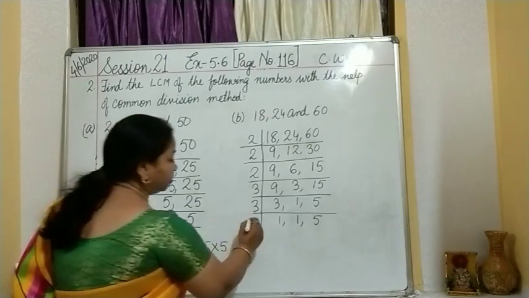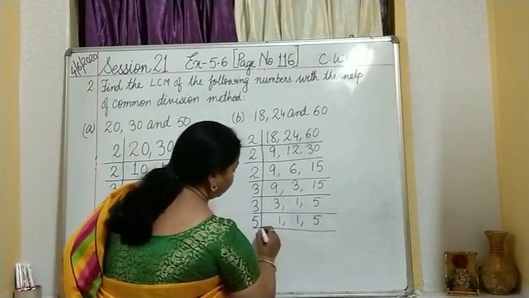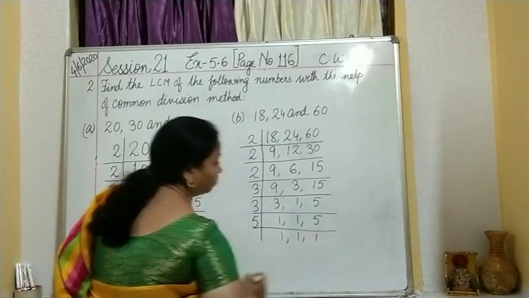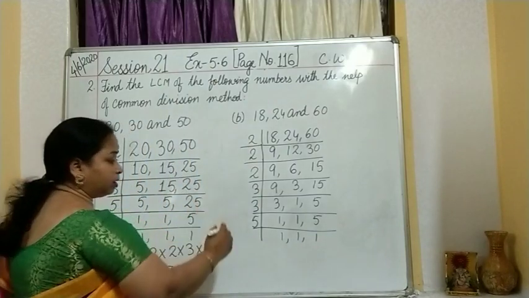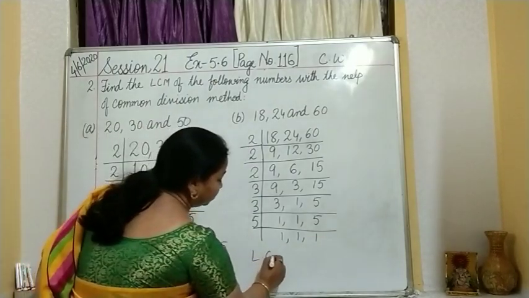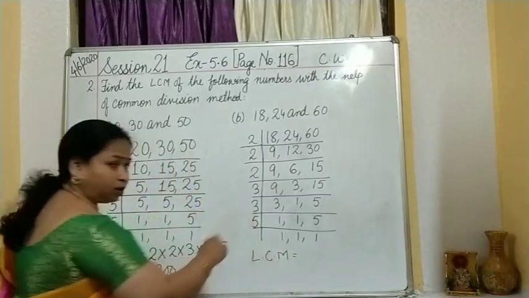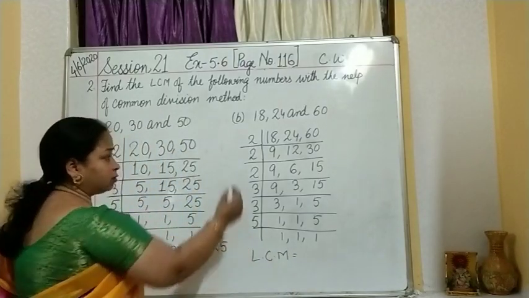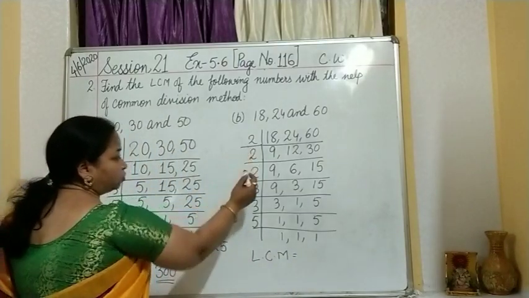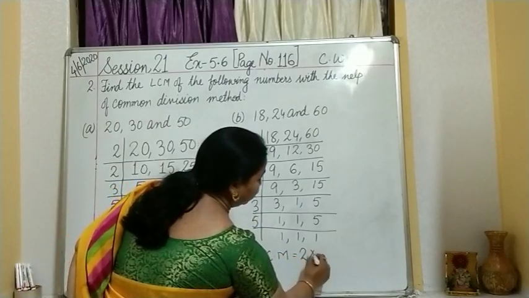Now 5 will be divisible by itself. So we take down 1 1 1. Okay. So what are the numbers you have collected on the left hand side? Write down all these numbers, the prime factors. How many 2s are there? 1 2 3. So count them and then note down, children.